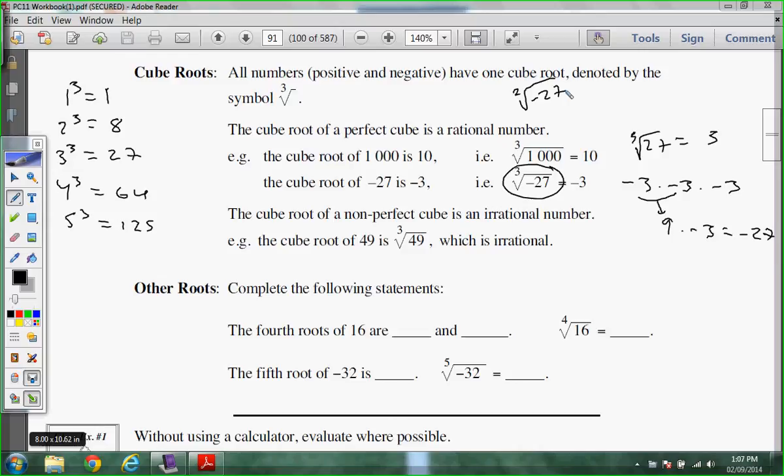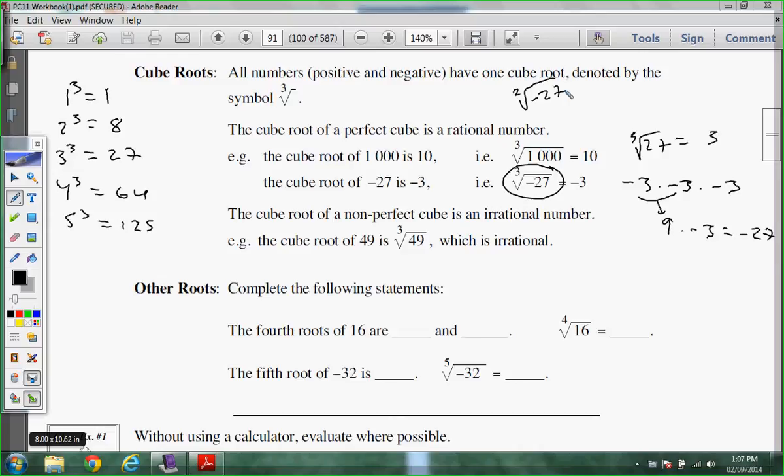Okay, so just going through what they have here. Right here's their example of a positive. The cube root of 1,000 is 10. 10 times 10 times 10 is 1,000. Okay, 3 zeros from multiplying 3 tens. The cube root of negative 27 is negative 3. We can do that now because it's an odd root.